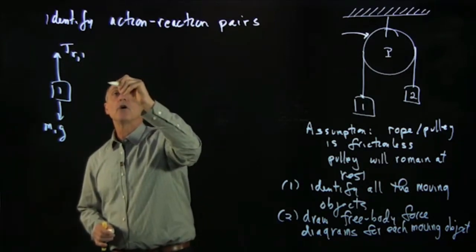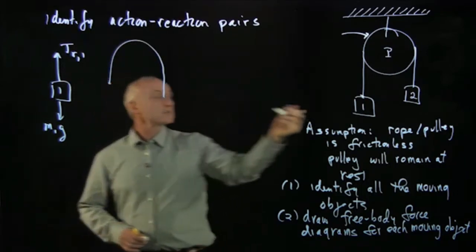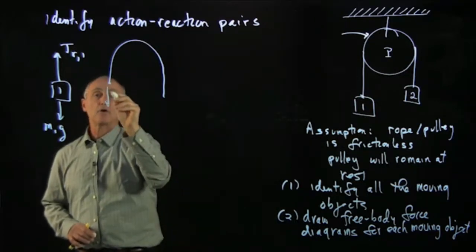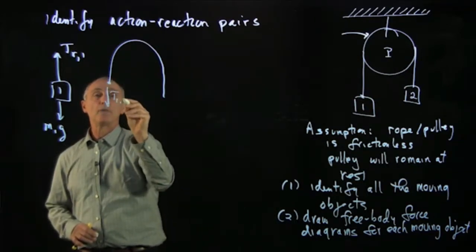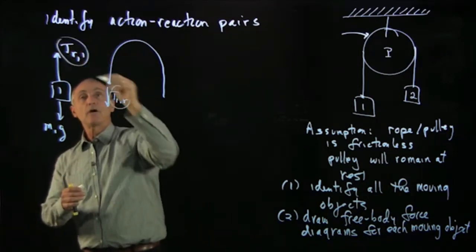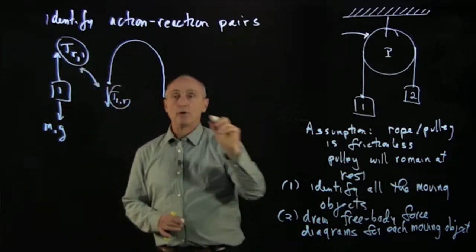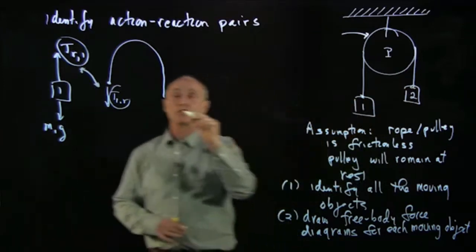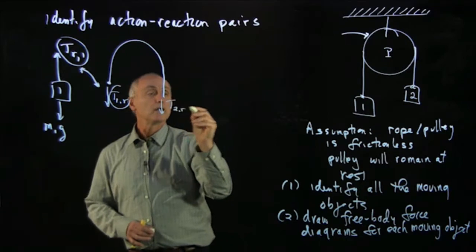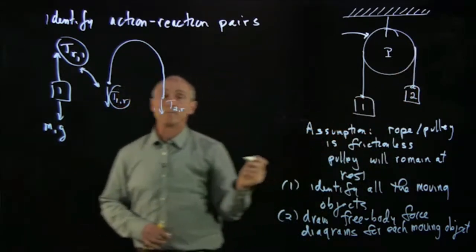Now let's draw a picture of our rope. Object 1 is pulling the rope down, and so we have on the rope object 1 pulling it down, and this is our action-reaction pair. What are the other forces on the rope? Over here, object 2, T2, is pulling the rope down with the tension at the end of that rope.